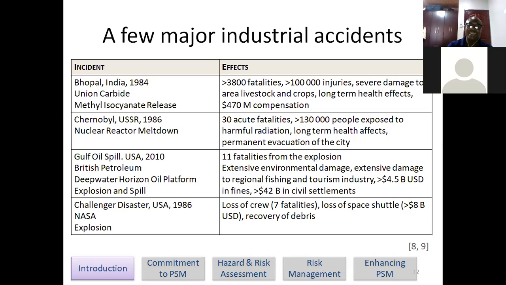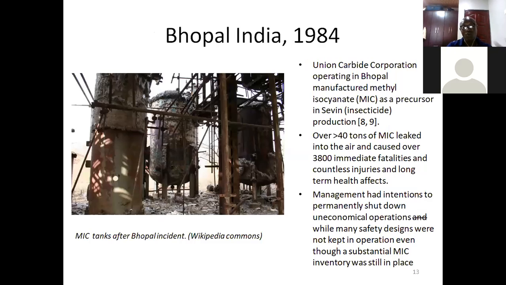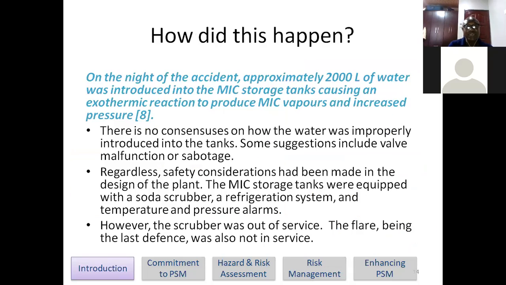So these are major industrial accidents that have happened. And we're able to look at what really caused some of these accidents. The things that caused most of these accidents are simple things that can be accounted for.